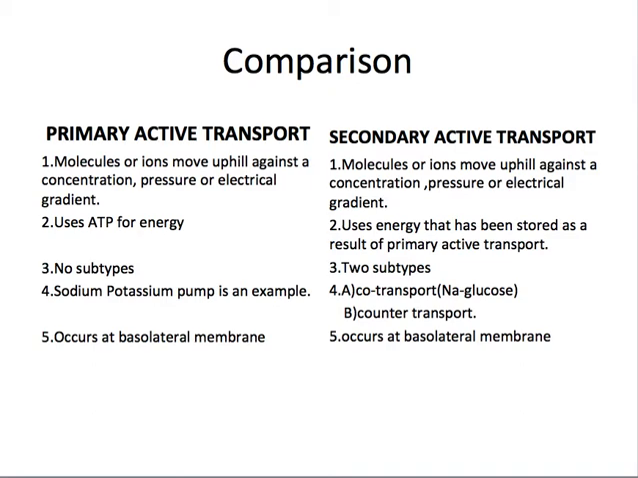indirectly. And that indirect source of energy is an energy gradient, which could be anything, a concentration gradient, a voltage gradient or a pressure gradient, which was actually created by the primary active transport. And now this gradient is being used as a source of energy for the transport of another substance, and the transport of this other substance is taking place against the concentration gradient.